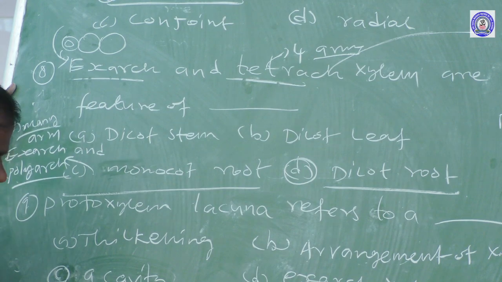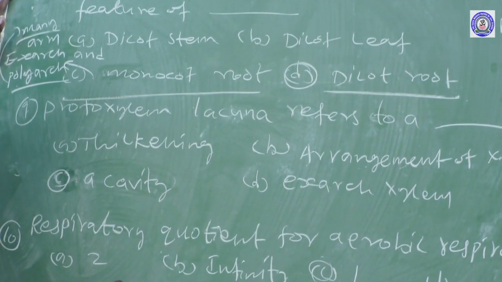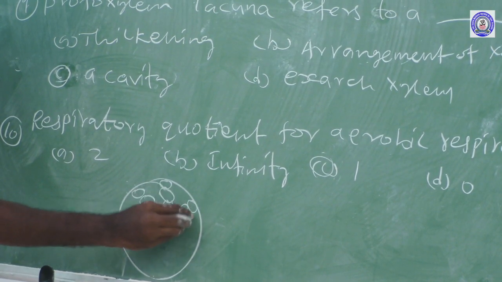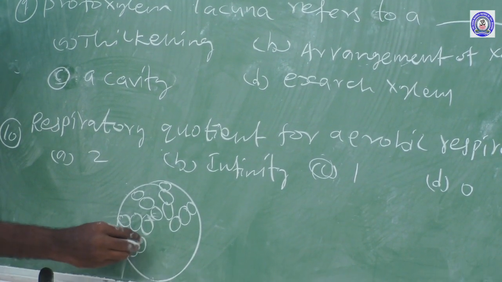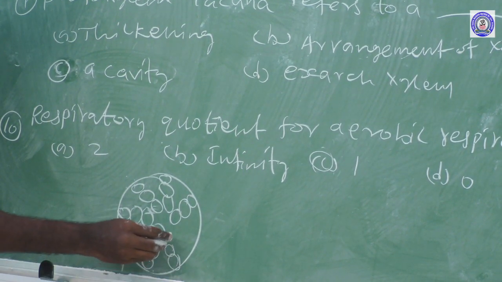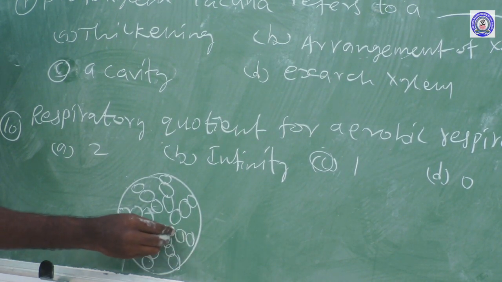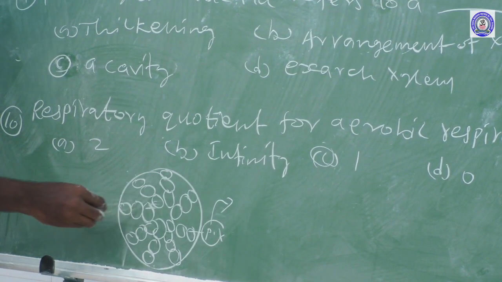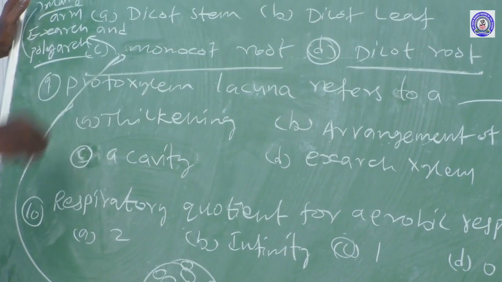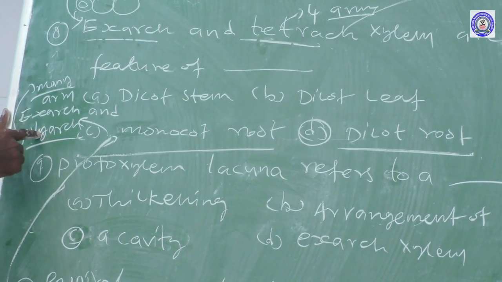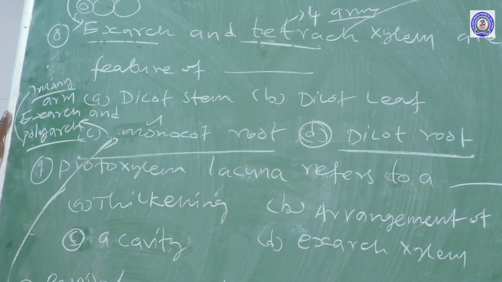The xylem elements are arranged as protoxylem, metaxylem, metaxylem, then protoxylem, metaxylem, metaxylem, and so on. So protoxylem elements are in many arms. That type of xylem is called exarch and polyarch condition. This exarch and polyarch condition is found only in monocot root.